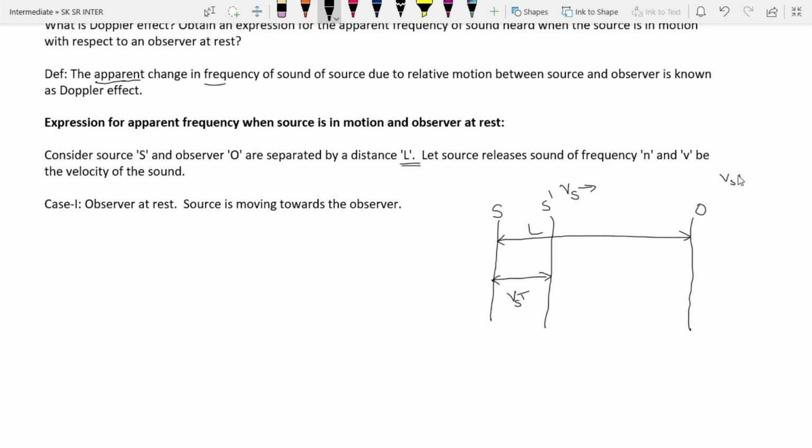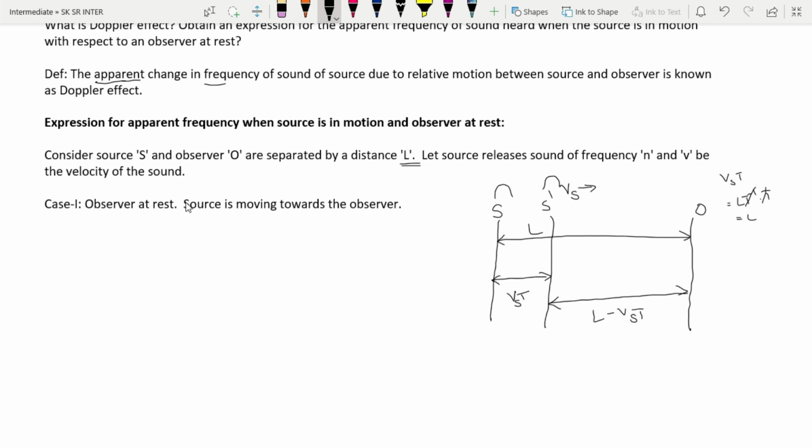Velocity of source into time means the velocity, L t power minus 1, into t. This t and this t get cancelled. The answer is L, so this refers to the length. Now the remaining distance, the distance between S dash and O, will be L minus Vs t. According to this diagram, the source is moving with velocity Vs. Here the source releases a first crest at the location S. After certain time it releases second crest. At the time of second crest release, it was displaced a certain distance.